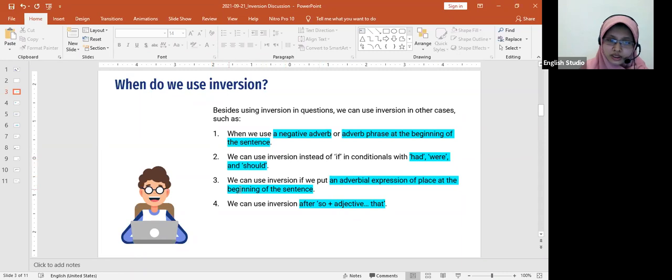And the third one, we can also use inversion if we put adverbs of place at the beginning of the sentence. And the last one, we can create inversion after so plus adjective plus that. So this is quite interesting because you can create a lot of inversion in many cases.